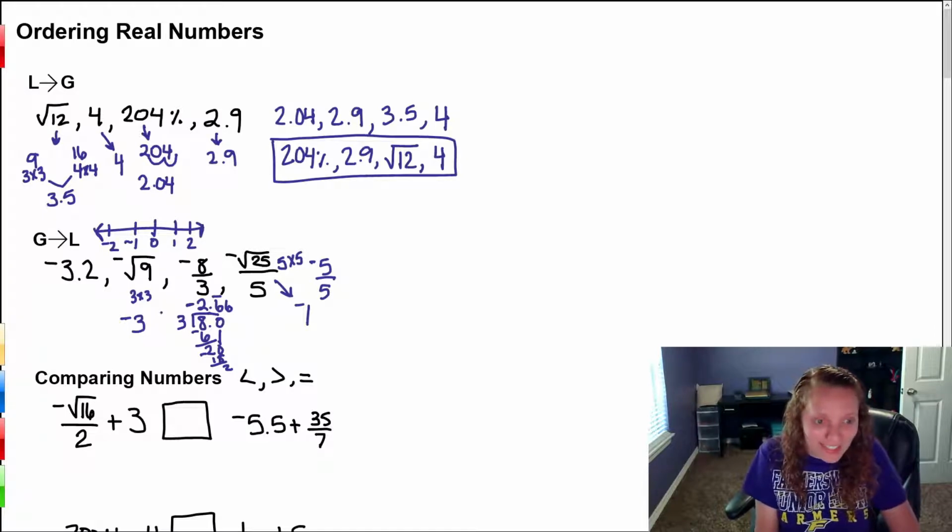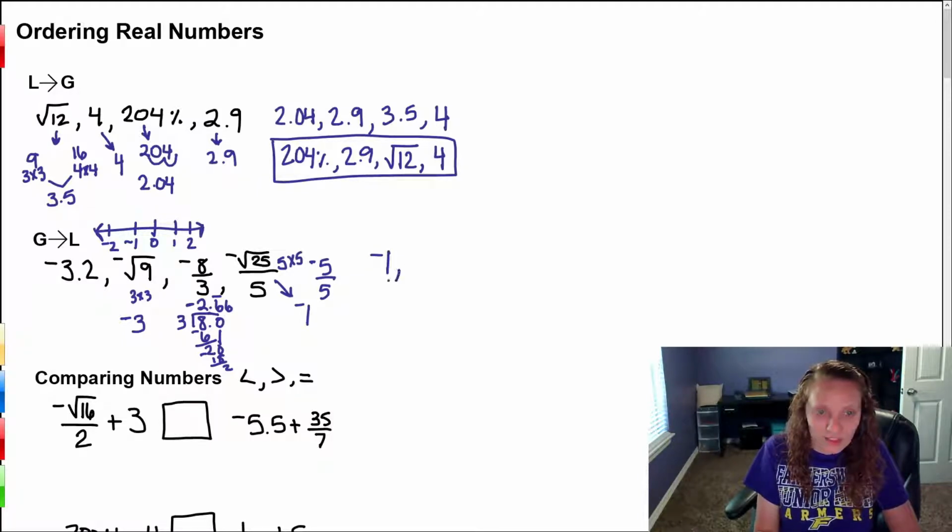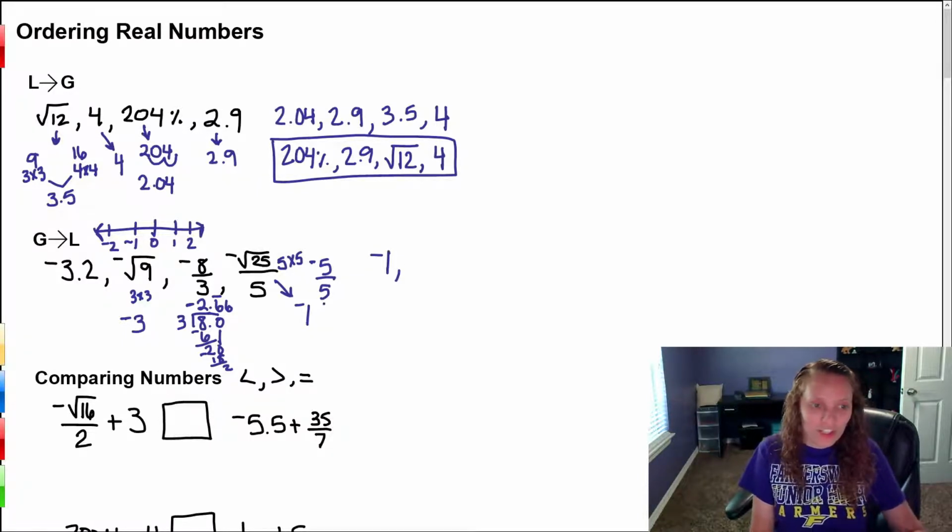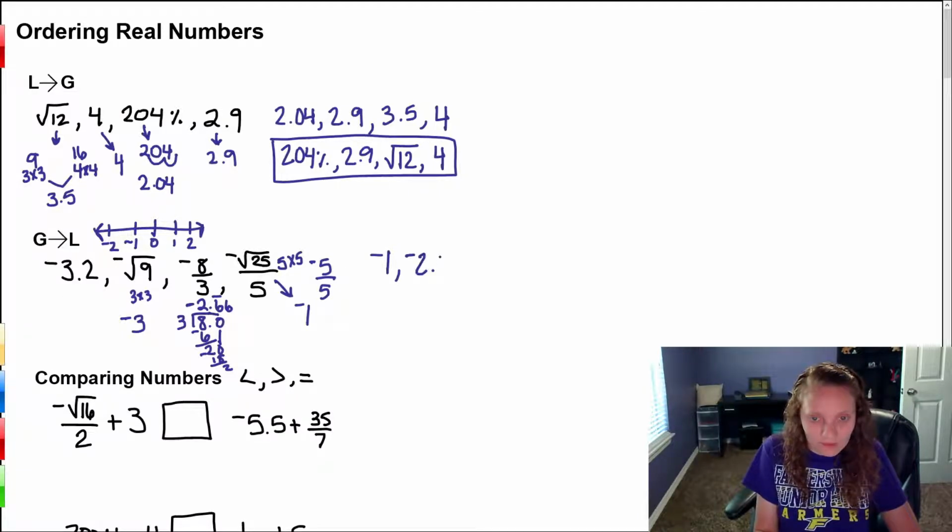So the greatest number, the number closest to 0, in this case would be the -1. And then we're just going to start going out farther from 0 as we list these numbers out. The next farthest from 0 would be -2.6 repeating. And then -3, and -3.2.